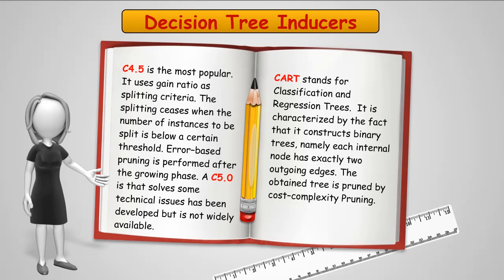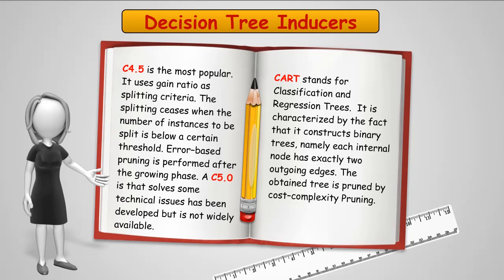So decision trees is still a fairly generic term. There are multiple decision tree inducers, and you're going to have to choose among the different types that you can work with. The most popular one, at least for right now, is C4.5, and it uses a gain ratio for splitting criteria, meaning that the splitting ceases when the number of instances to be split is below a certain threshold.